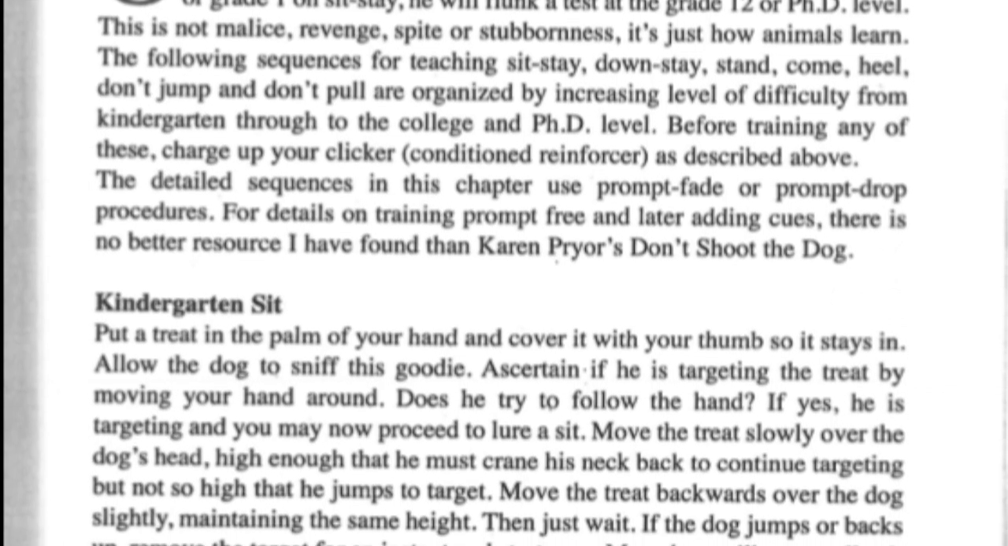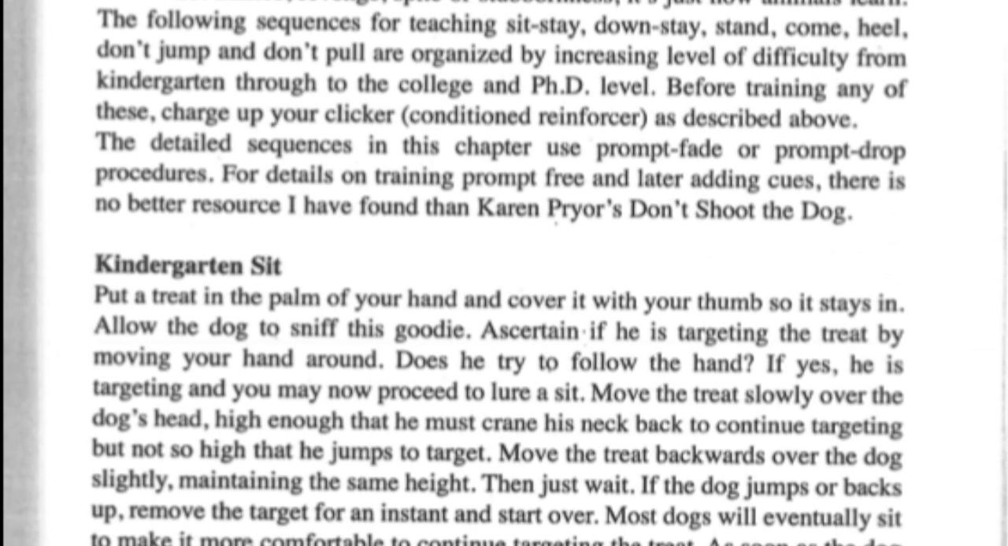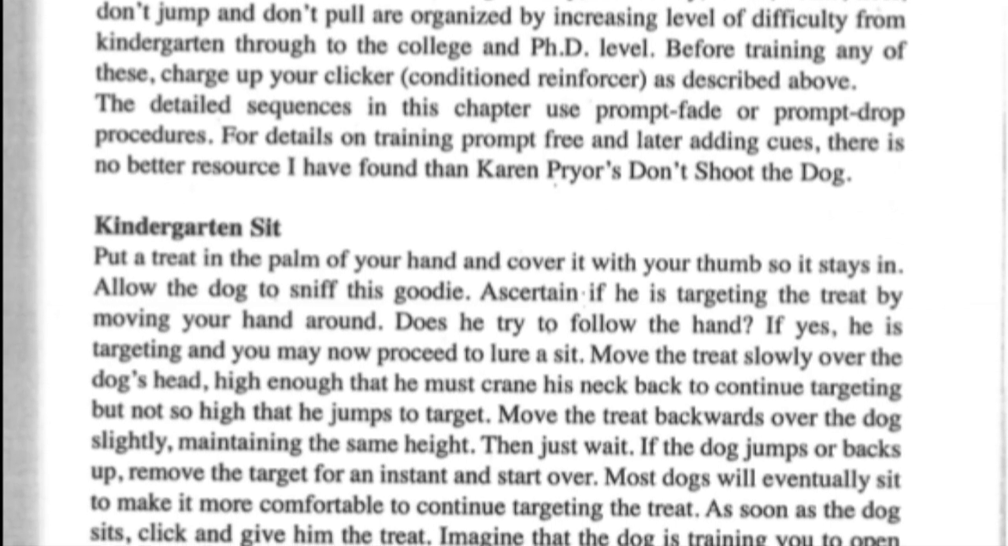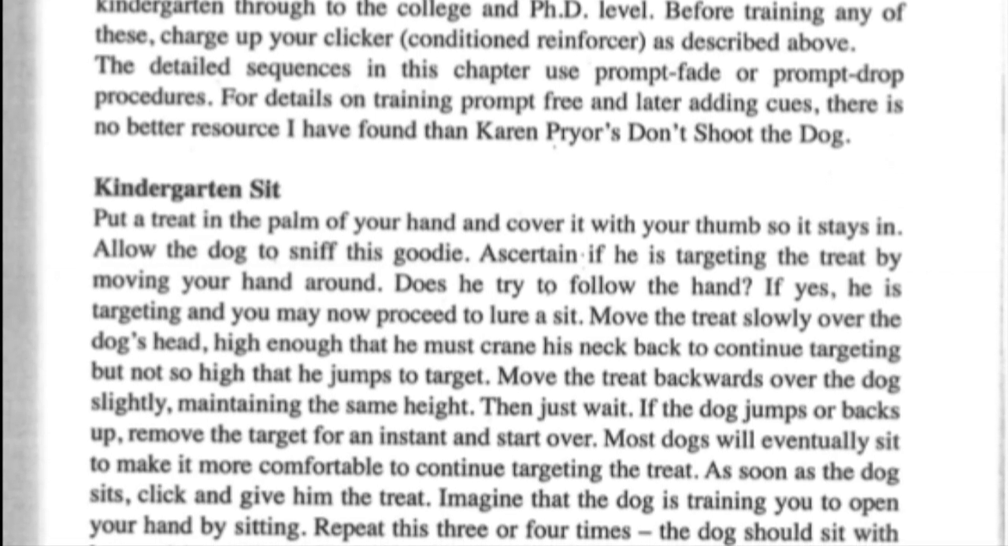Kindergarten sit. Put a treat in the palm of your hand and cover it with your thumb so it stays in. Allow the dog to sniff this goodie. Ascertain if he is targeting the treat by moving your hand around. Does he try to follow the hand? If yes, he is targeting, and you may now proceed to lure a sit.